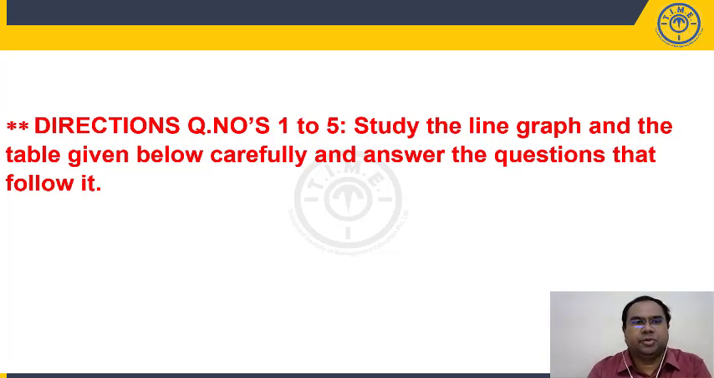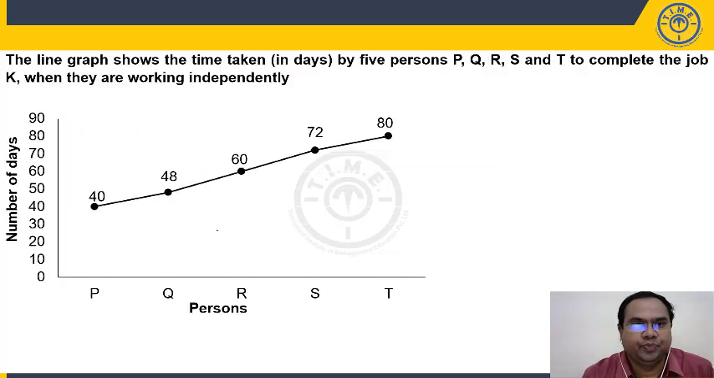Directions for question number 1 to 5. You can see 2 stars here, so these are actual exam questions. Study the line graph and table given below carefully and answer the questions that follow. So it's a combination of line graph and table. We need to study those two, and answer the questions.